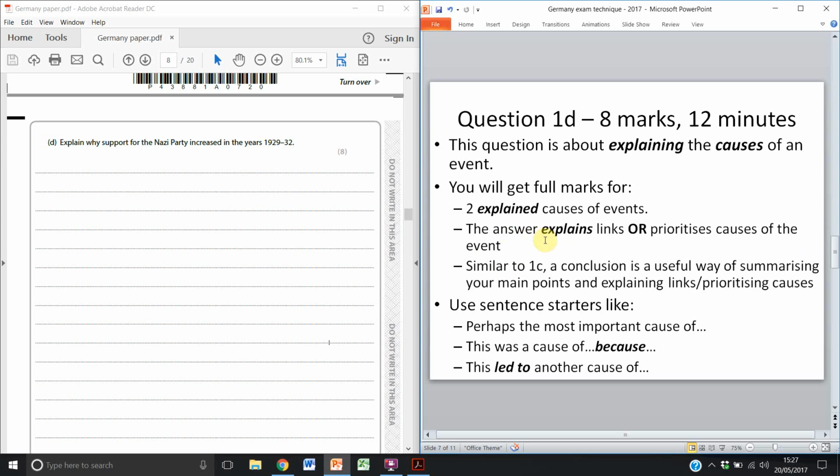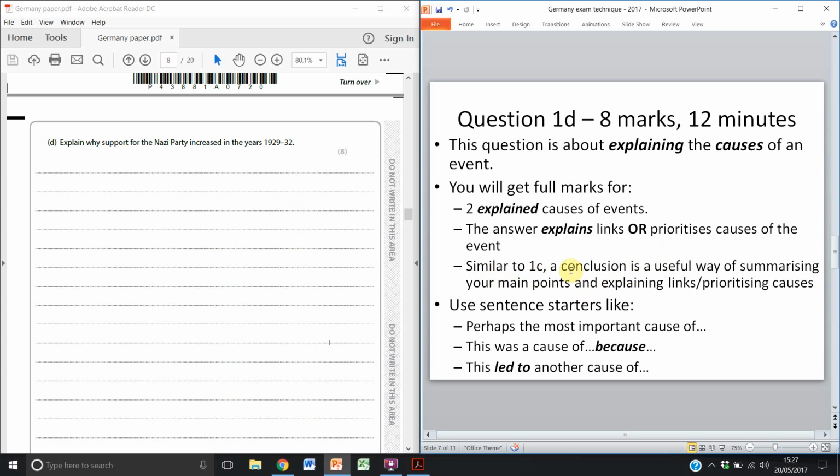And you're going to get the highest marks if you can explain links between the various things that you speak about and also prioritise them. So you need to perhaps be saying things like, the most important cause of the Nazi Party increasing its popularity after 1929 was the Wall Street crash. And then you give some detail about the Wall Street crash, what happened, America recalling its loans, plunging the German economy into crisis again. And then you explain why the Wall Street crash helped the Nazi Party increase its popularity.